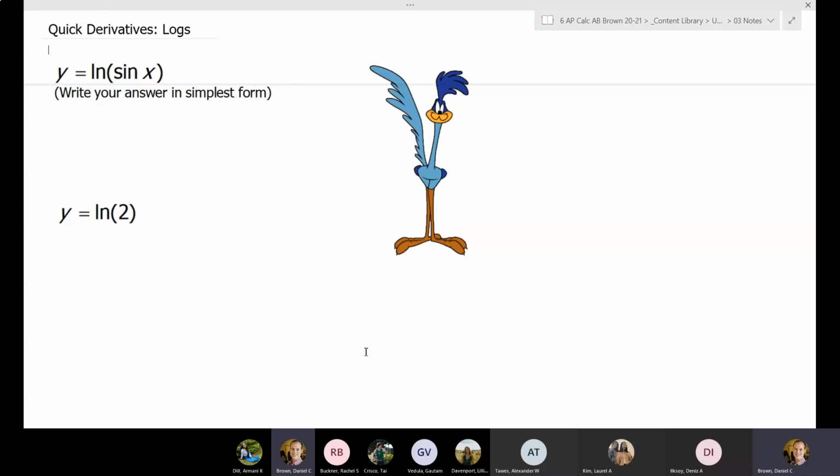So if I have y is equal to the natural log of the sine of x, finding its derivative, y prime, we have 1 over the inside times the derivative of the inside. The derivative of sine of x is cosine of x. So this is really just cosine of x over the sine of x. We can simplify this one. What do we want to say the derivative of the natural log of sine of x is simplified? Cotangent.